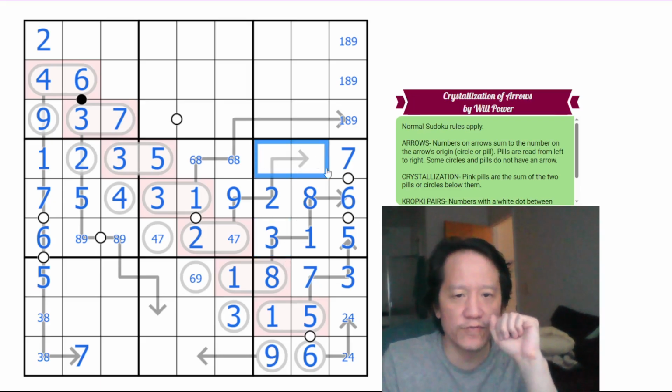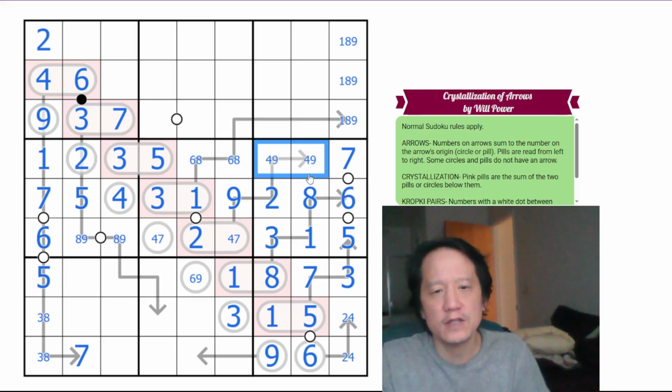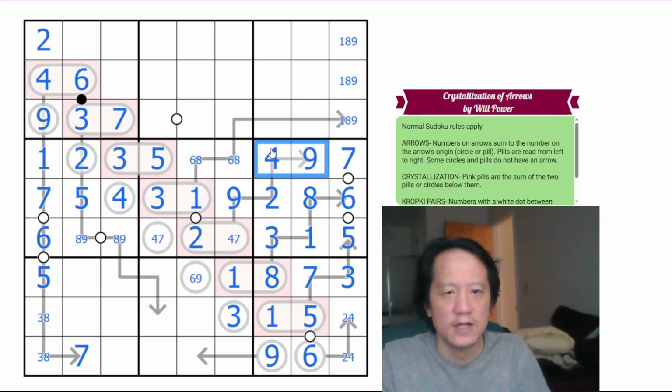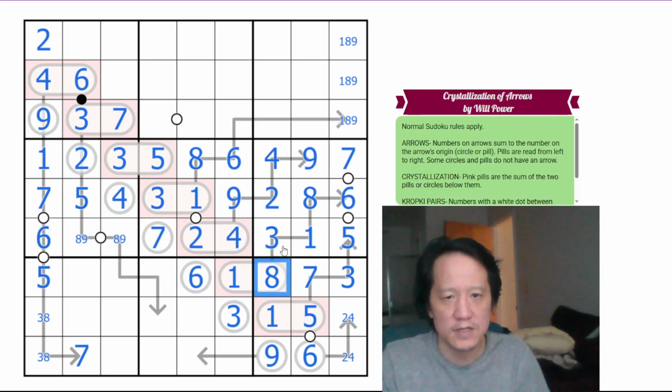Remaining digits in row 4 are 4 and 9. That's 13. 9 eliminates 9 here, so this is 4, which makes this 9. 13 plus 11 is 24. So this is 24, this is 7, this is 6. This 6 eliminates 6 here, so that's 8 and 6.